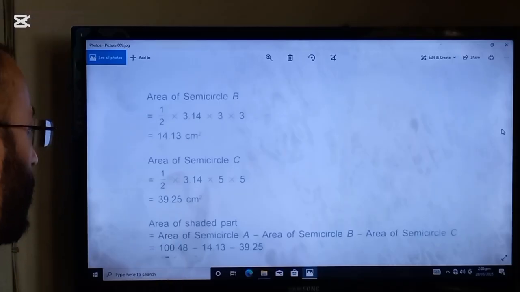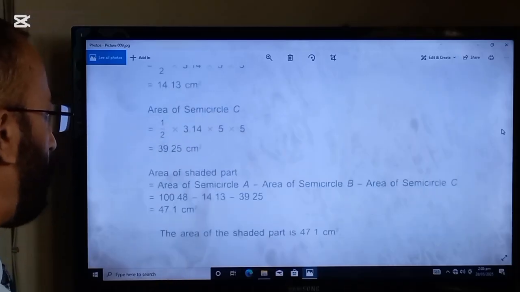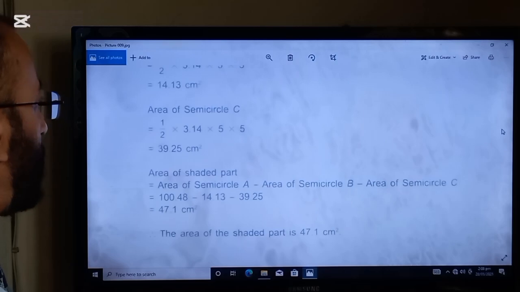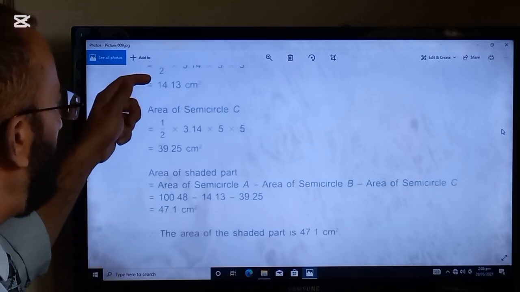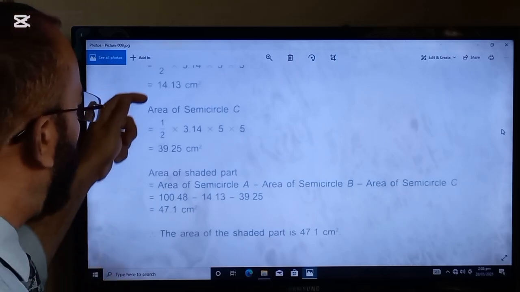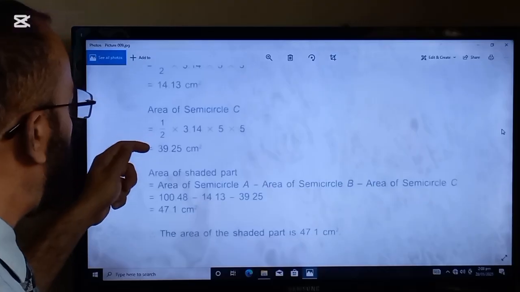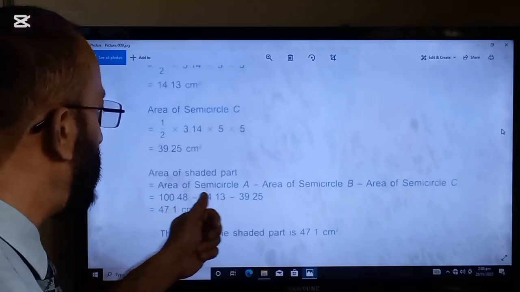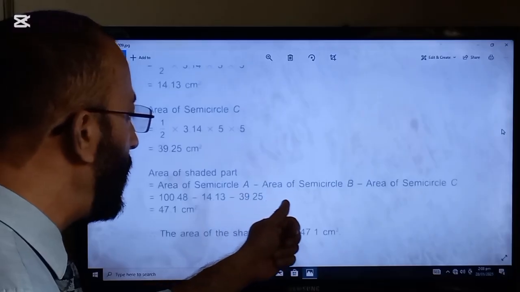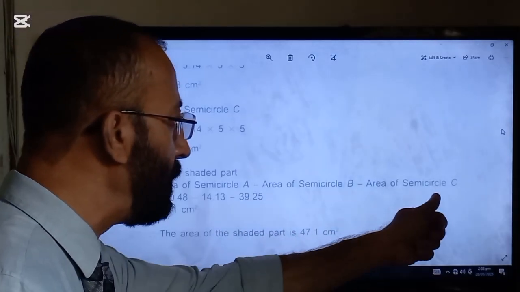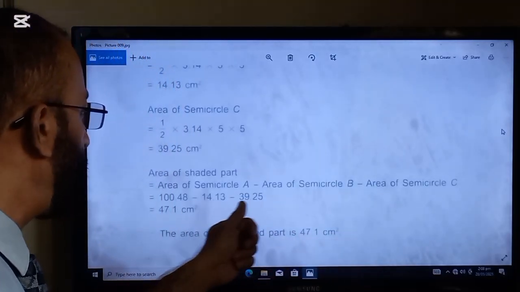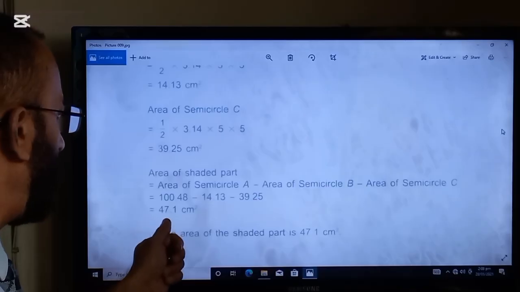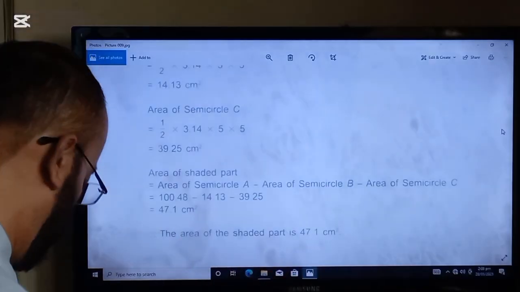And finally, the area of the shaded part was required. So we will subtract the values of two unshaded semicircles from the biggest one. So that is actually the area of the semicircle A minus area of semicircle B minus area of semicircle C. After putting these values and solving it on the calculator, you will get the answer.